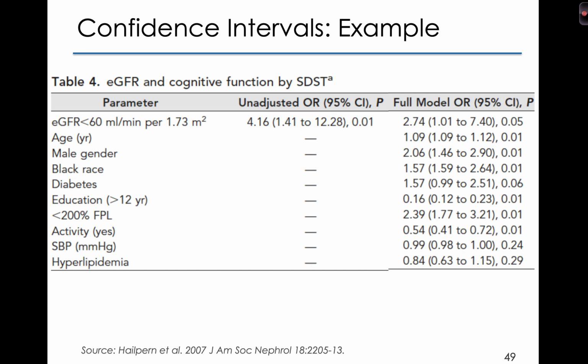If we go down the list and remember that this is a 95% confidence interval, and that if the confidence interval excludes 1, that's equivalent to significance at the 0.05 level, it's not that surprising that the first row of data, where the confidence interval is 1.01 to 7.4, just barely excluding 1, has a p-value of 0.05. The second row of data, where the odds ratio is 1.09 and the confidence interval is 1.09 to 1.12, excludes 1, and the lower limit is not all that close to 1, and that p-value is 0.01. And going down the list to diabetes with an odds ratio of 1.57 and a confidence interval of 0.99 to 2.51, so 1 does fall within the interval.